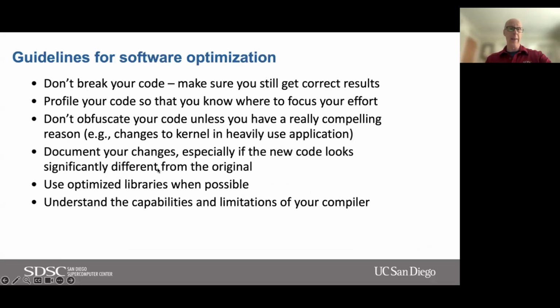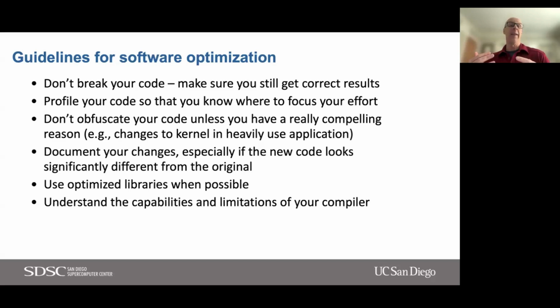All right, so a few guidelines for software optimization. I'm going to say that the prime directive, the most important thing, is that you don't break your code. As you're modifying your code to improve the performance, periodically run it again, run your benchmarks, make sure that you're still getting the correct results. Before you dive in, profile your code so that you know where to focus your effort.